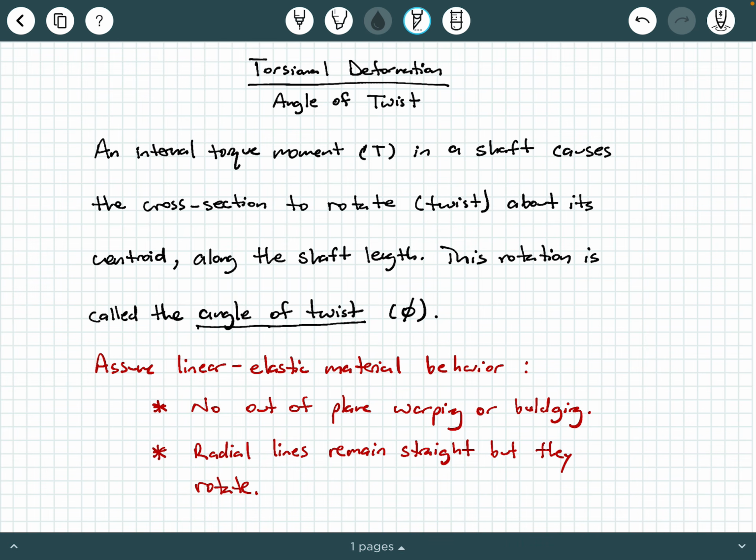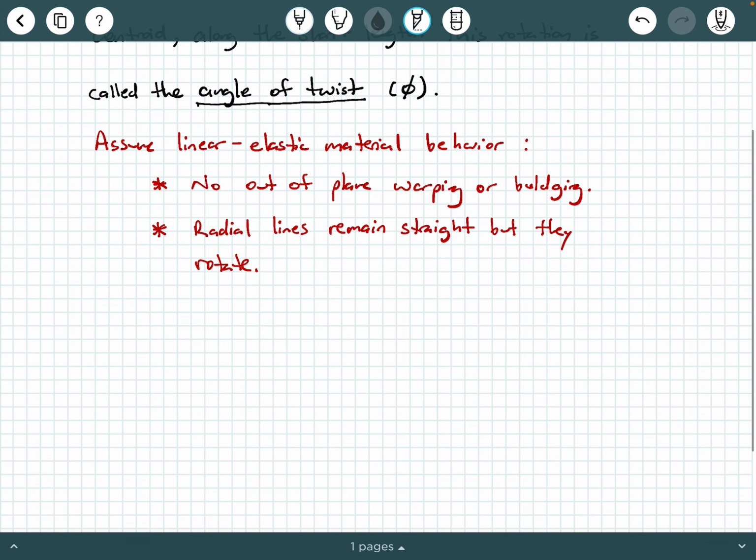So a couple of underlying assumptions. We're going to assume linear elastic material behavior, which by default means we're also assuming no out of plane warping or bulging. So that means that cross sections remain planar, okay? And then radial lines within a cross section remain straight, but they do rotate, okay? So let's go ahead and write out along with a sketch what we're looking at, all right?